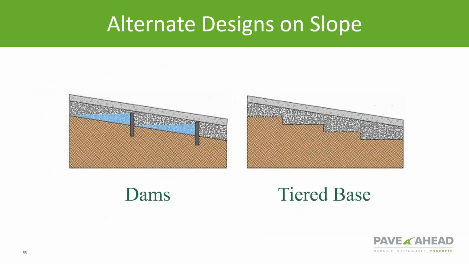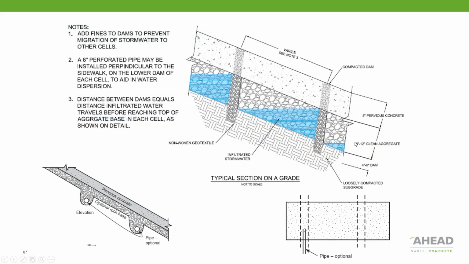Well, the 2 ways to do it are either to build in dams on your slope that will contain water in chambers, or you're going to have to tier your base. And that way water will not run downhill. It will have a chance to get into the ground. And within those details that I've given you today to download are details on how to do both of those. You can also incorporate, if you need to, perforated pipes that will allow it to daylight off to the side within each of the chambers.